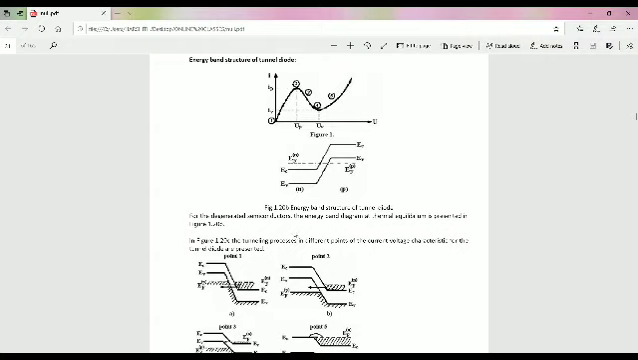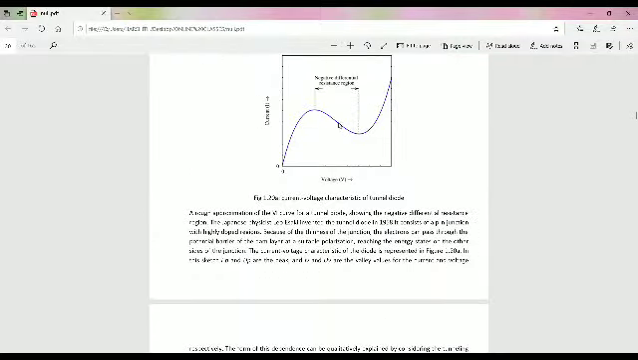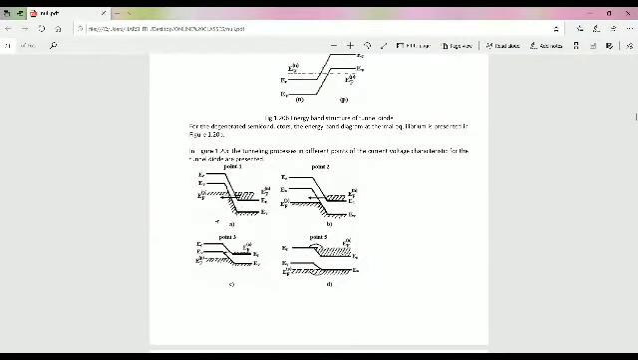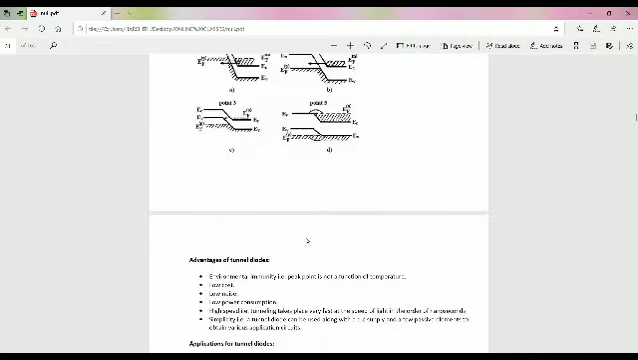This is the negative resistance region. These are all the energy band diagrams. Now another topic, the advantages of tunnel diodes. The advantages are low cost, low noise, low power consumption and high speed.